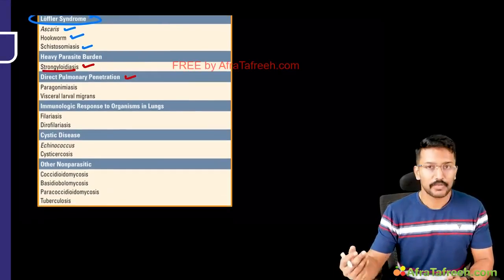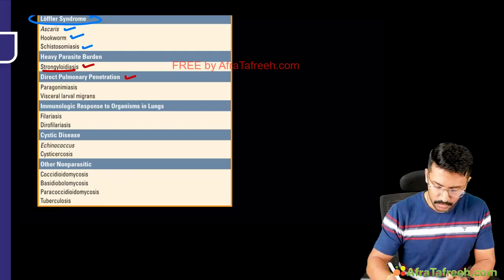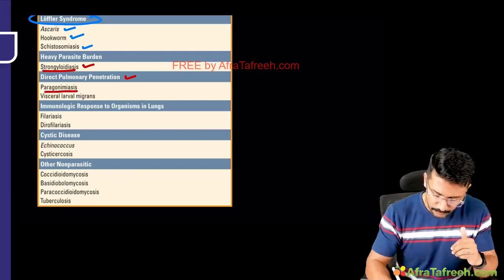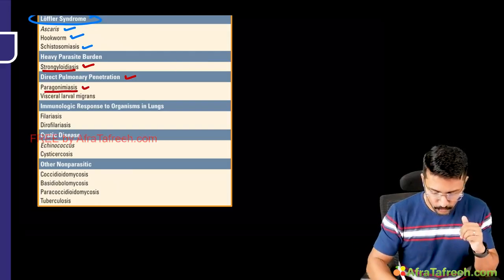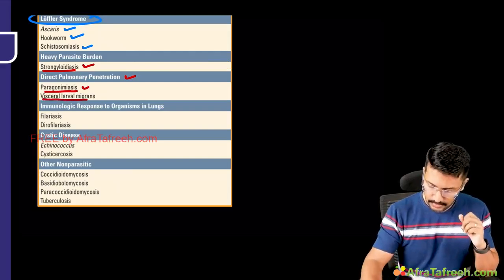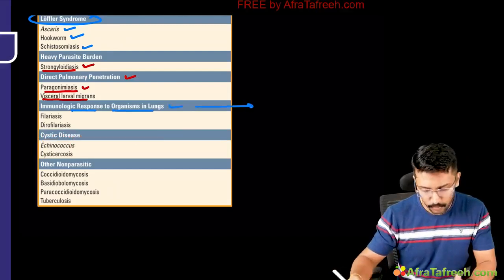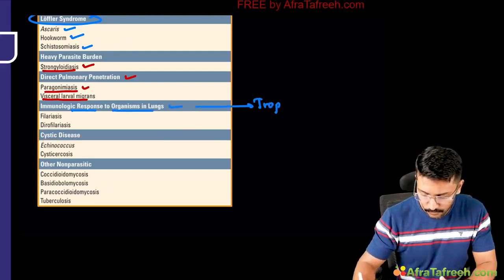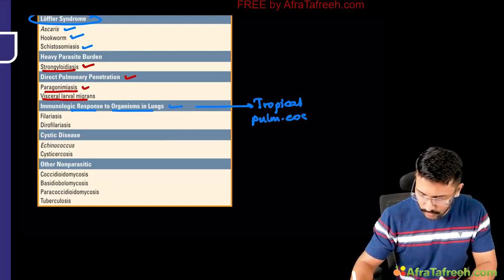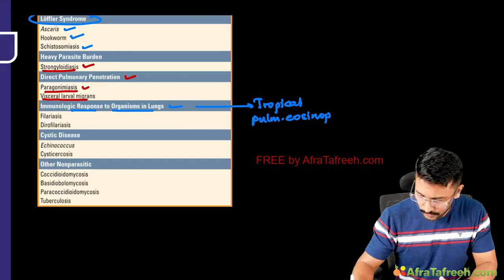Sometimes it can also be because of the direct penetration of the parasites into the pulmonary parenchyma. Examples are paragonimiasis, and then you have visceral larva migrans. Then sometimes it can be the immunological response to the presence of organisms in the lung, which we popularly recognize as tropical pulmonary eosinophilia, or TPE.